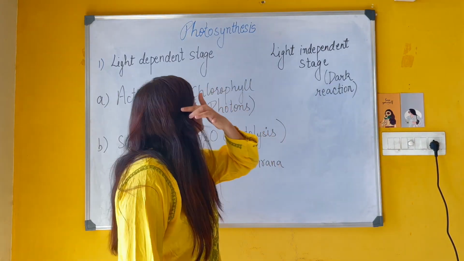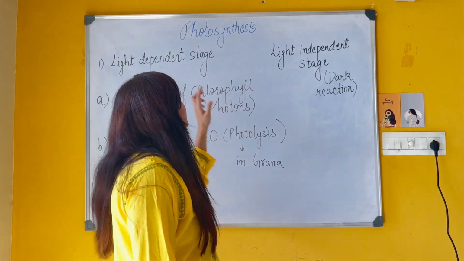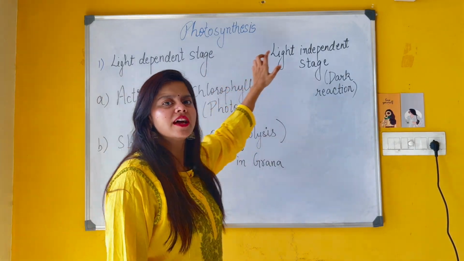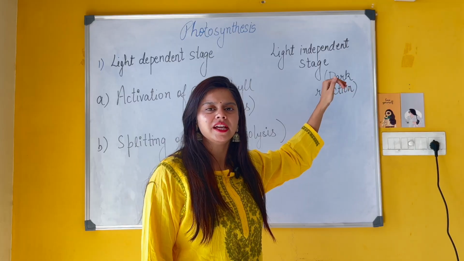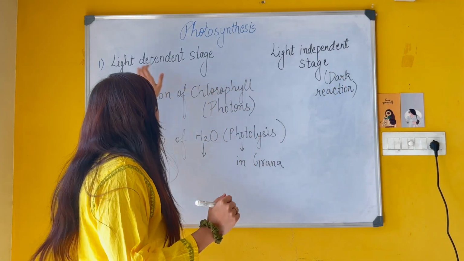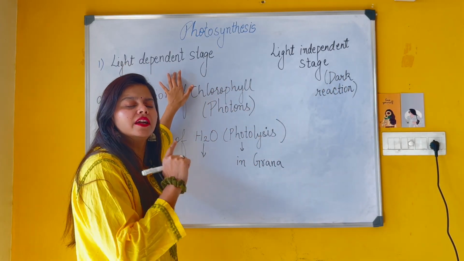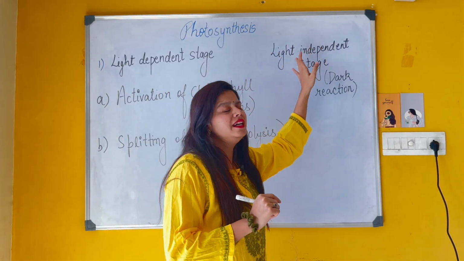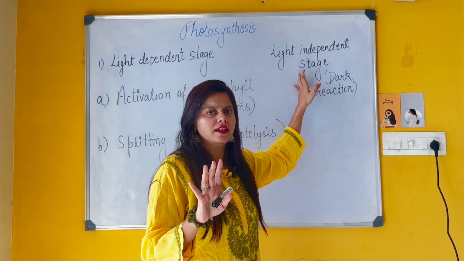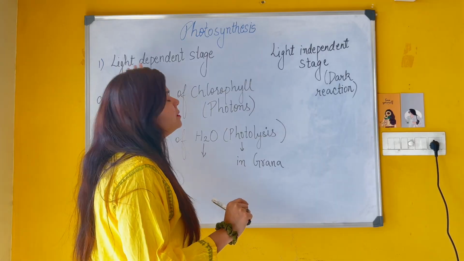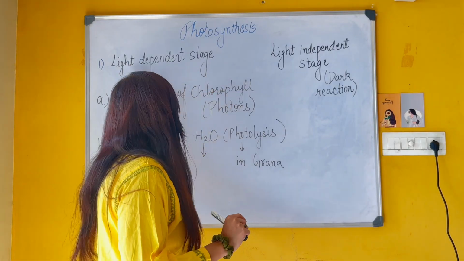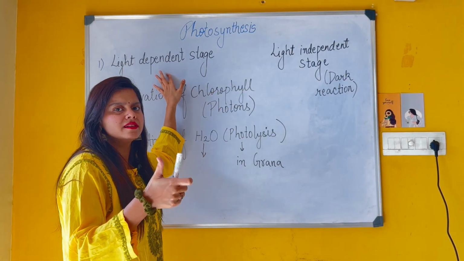So in photosynthesis there are two stages, light dependent stage and light independent stage. From the name, you can make out light dependent will require sunlight. Light independent does not require sunlight. So let's talk about the light dependent stage first. Light dependent requires sunlight.